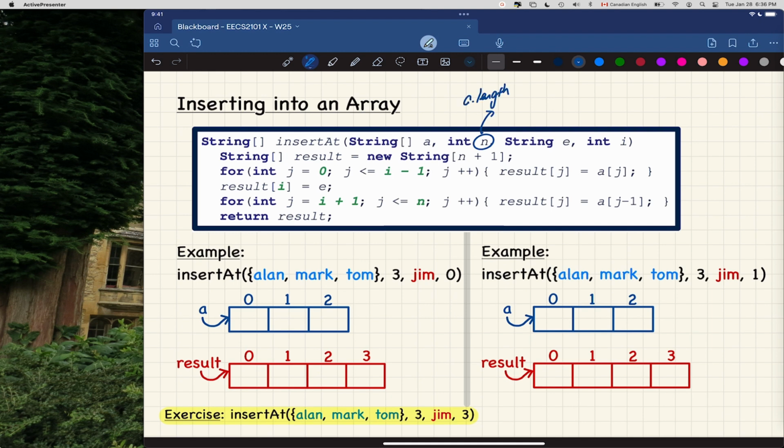And then we got E and I over here. E and I over here simply say, I want to insert into index I, the element E. Okay, I'm going to show you an example. So this one tells me that I want to insert element E to index I.